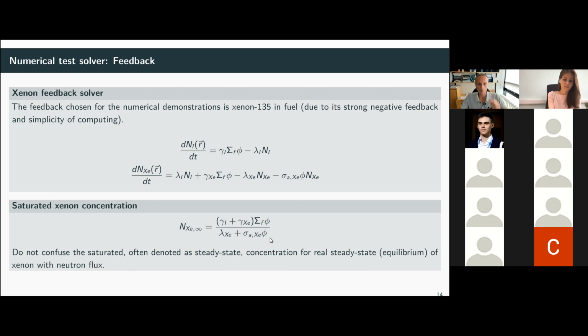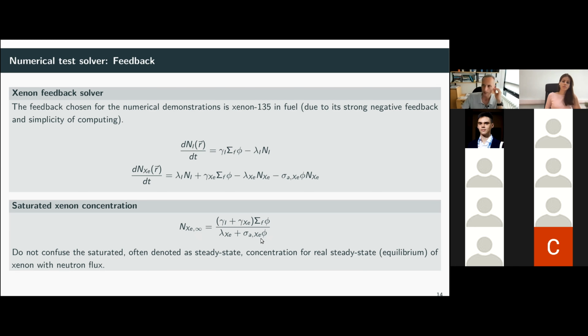Now, if you plotted this equation, you would see that for a smaller neutron flux, you will get a smaller concentration of xenon. But as you start to increase the neutron flux, the concentration of xenon will grow slower and slower. And at some point, it will hit a limit. You can see it from this equation. If you set flux to infinity, you'll see that there is actually a limit to the value for the concentration of xenon. But this is really theoretical.